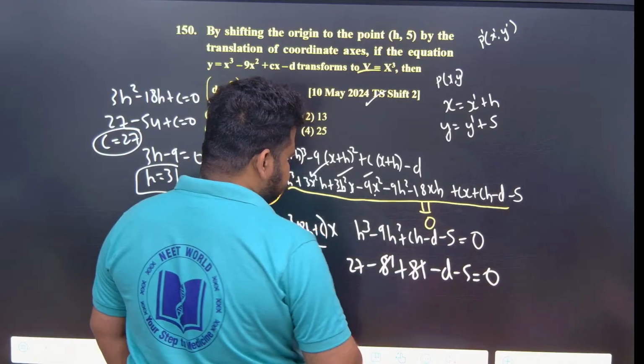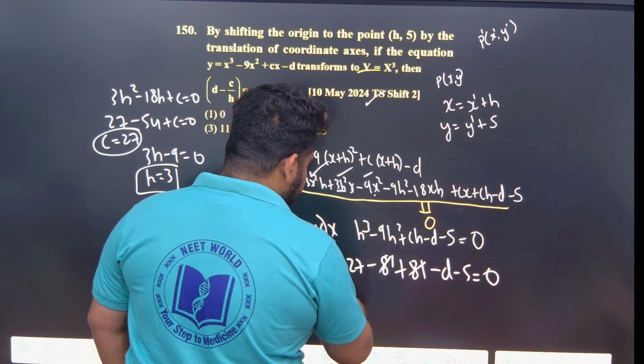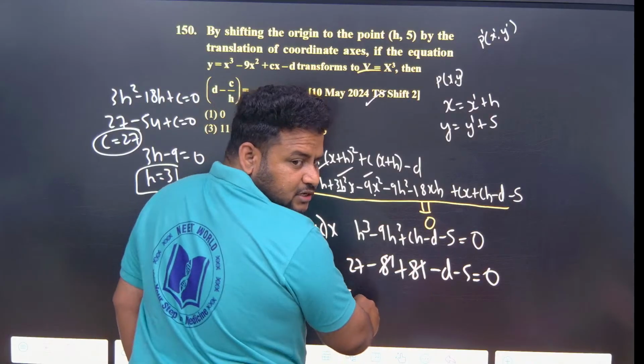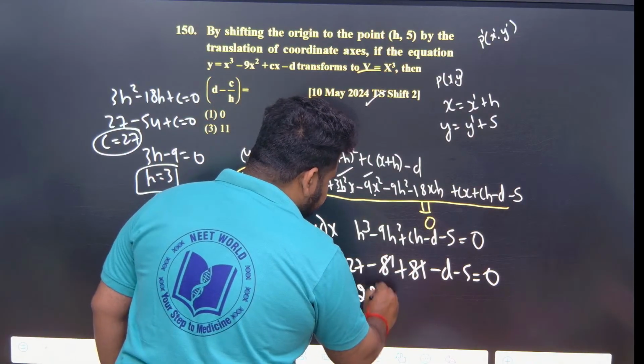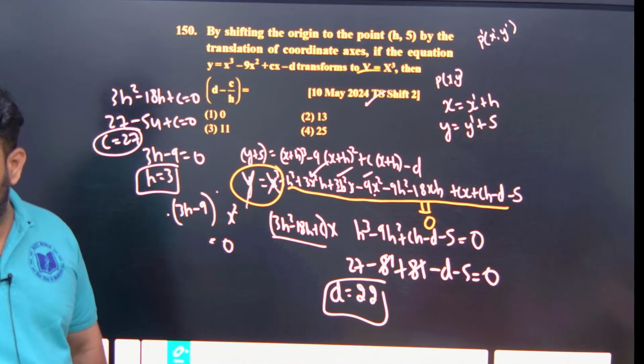So d is equal to 27 minus 5, which is 22. D is equal to 22, we got it. Correct? D is equal to 22 we got.